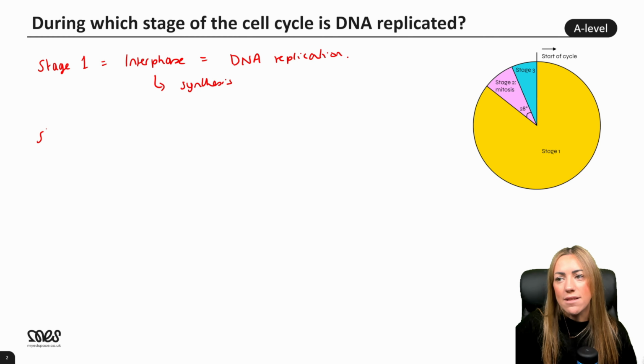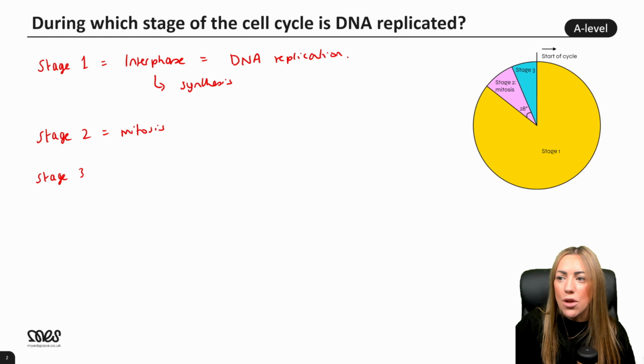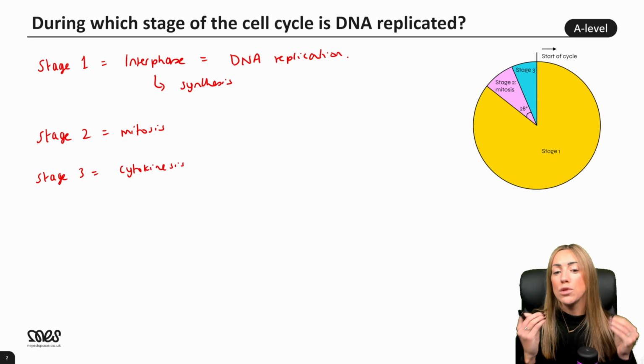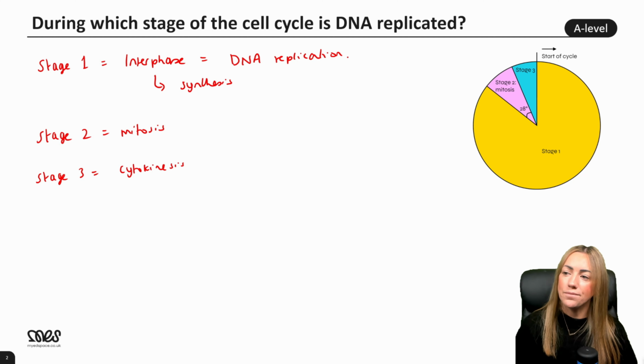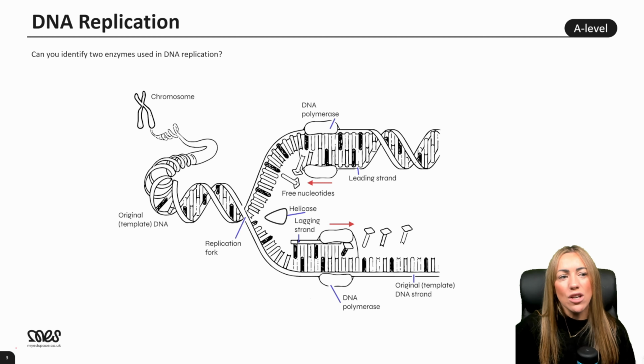The other stages of the cell cycle: stage 2 is mitosis, or nuclear division, where the chromosomes are pulled to opposite poles and separated to form 2 new nuclei. Then we have stage 3, which is cytokinesis. This is where the cell actually divides, so the cytoplasm divides and 2 new cell membranes form, producing 2 genetically identical daughter cells. We're going to focus on stage 1 because that is where DNA replication occurs, which is what this video is all about.